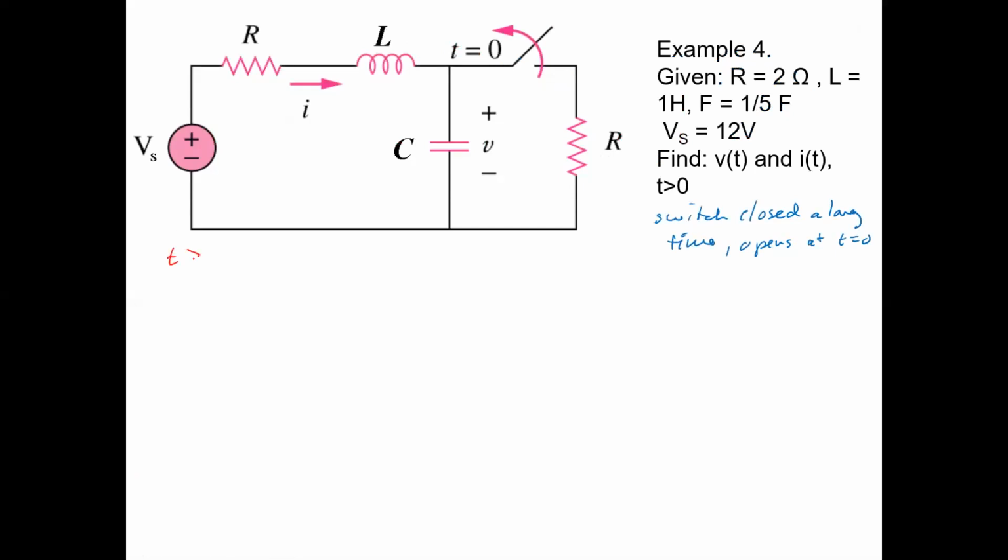So for t greater than 0, this is a series RLC step response. Right, it's series because when that switch is open, you just have one loop there. And so our V of t is going to equal V infinity plus V transient. And our V infinity is just going to equal our Vs, which is going to equal 12 volts.